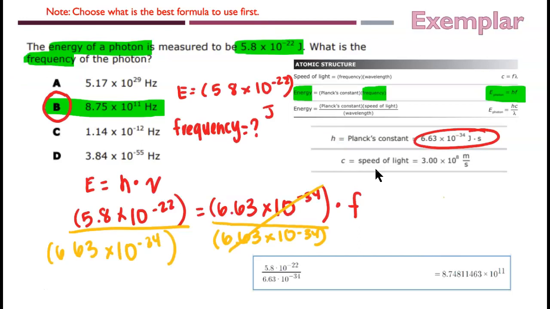So here's the equation. E is equal to H times V. V is for frequency, but you can put an F, it's fine. I'll actually change it to an F. That way there's no confusion. So you go ahead and plug them in, and then you just solve for F, which is your frequency. And you get your answer as 8.75 times 10 to the 11th hertz.